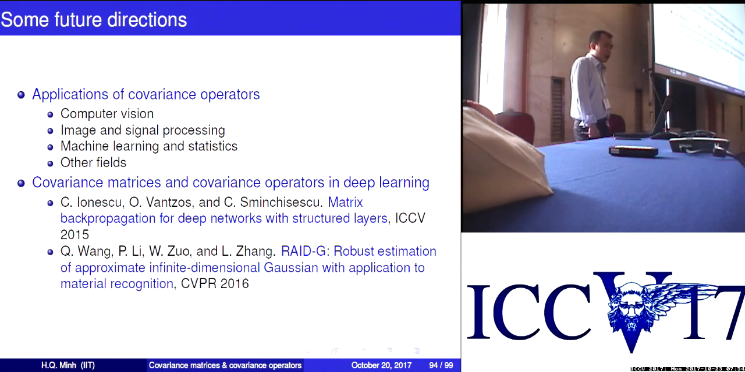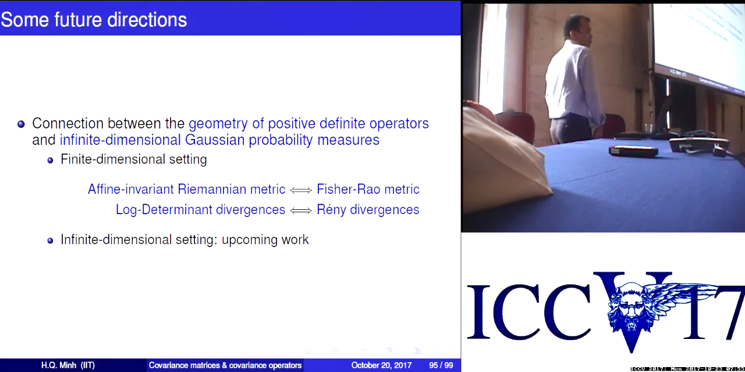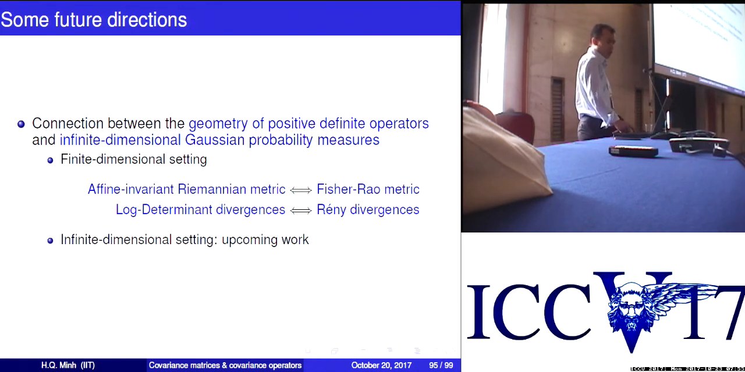from a theoretical viewpoint, because there's also a lot of work to be done. For example, we can find a connection between the geometry of positive definite operators and the Gaussian probability measure in the infinite dimensional setting, because in the finite dimensional setting, we have the connection between the log determinant divergences and the Rayleigh divergence and the affine invariant Riemannian metric with the Fisher-Rao metric in information geometry. So there's a lot of interesting direction as well.